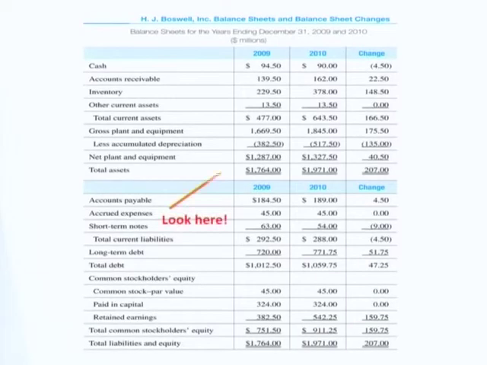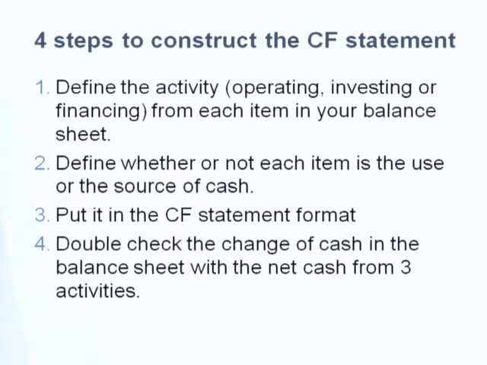Okay. So again, look at this corporation, Boswell. We are trying to construct the cash flow statement. We try to see what's going on with negative 4.5 by looking at the rest of the items. So please follow the 4 steps right here. Step 1, define the activity.